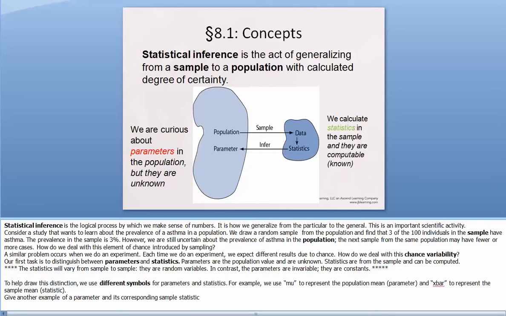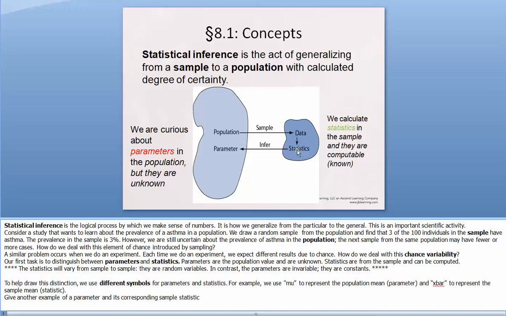Okay. Our first task is to distinguish between parameters and statistics. Parameters are unknown, that's important. They are the characteristics that describe the entire population. Parameters are the population values and are unknown. Statistics are from the sample and can be computed. So that's the major difference. Parameters are unknown, but they are very important to us. We are very curious about parameters because we are interested in the entire population. We are not interested in just one sample.